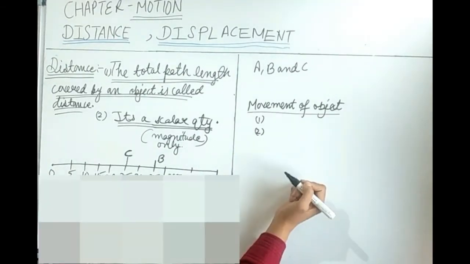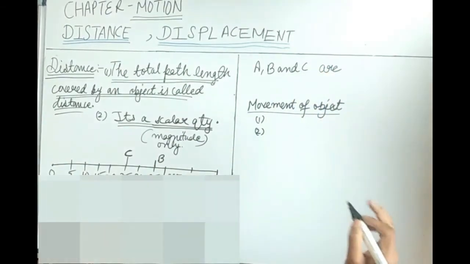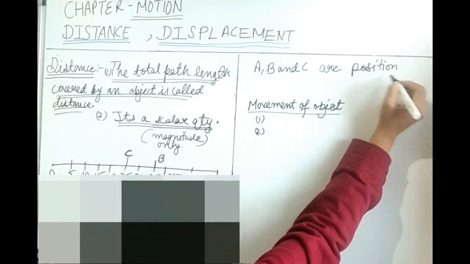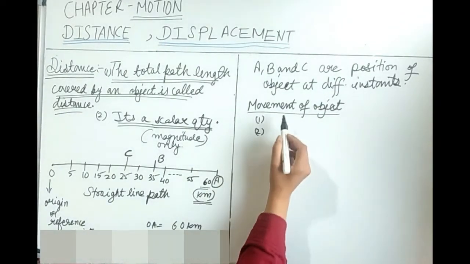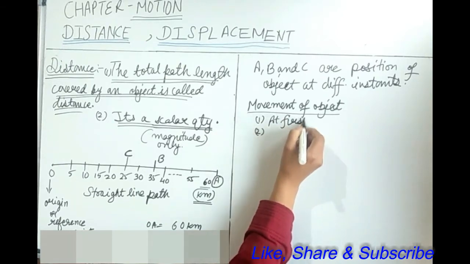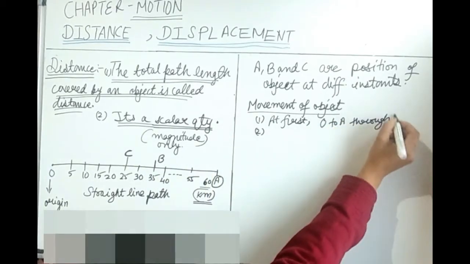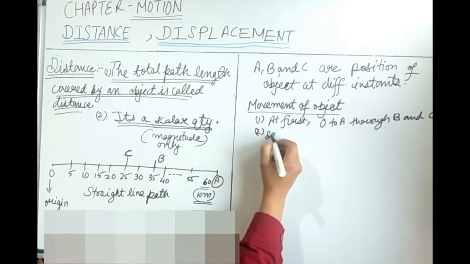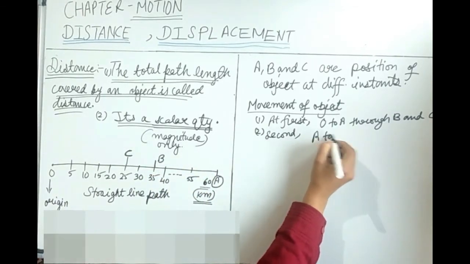So what are A, B and C? A, B and C are positions of the object at different points. And how is the movement of object? At first, it is moving from O to A through B and C. B and C are the points in between. And then second time what is it doing? Object is moving back from A to C.